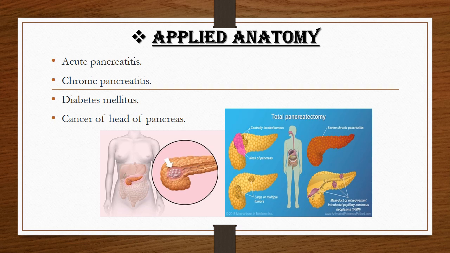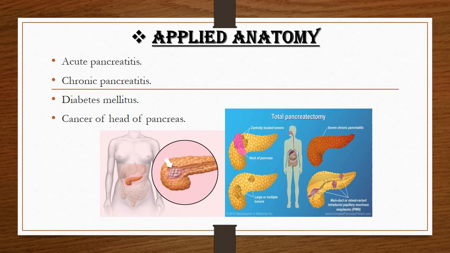Next is chronic pancreatitis, where due to any bacterial or viral infection or due to chronic alcoholism, the pancreas gets inflamed, and because of this its major function, the digestive enzymes, gets hampered, and because of that the digestion of proteins, carbohydrates and fats doesn't occur and they pass directly through the feces.